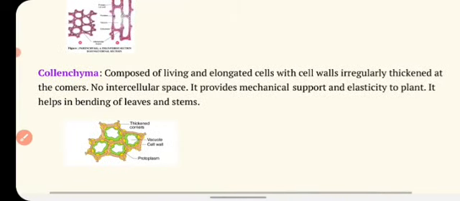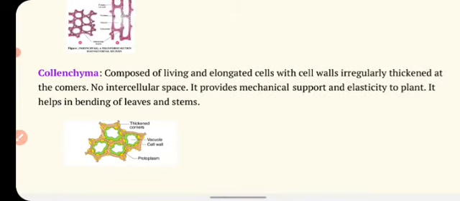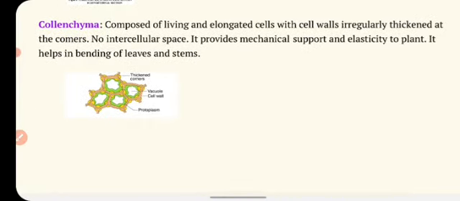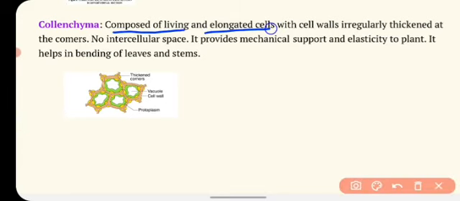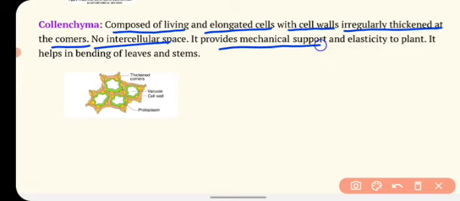The second type of simple permanent tissue is collenchyma. Collenchyma is composed of living and elongated cells with cell walls irregularly thickened at the corners, with no intercellular space, and its function is to provide mechanical support and elasticity to the plant. It helps in the bending of leaves and stems.